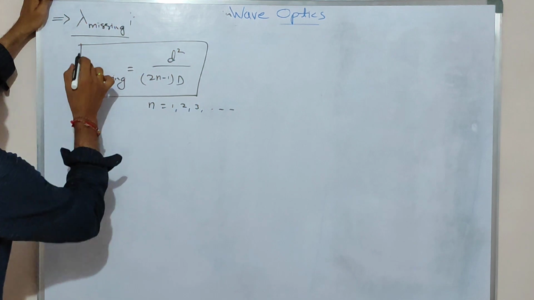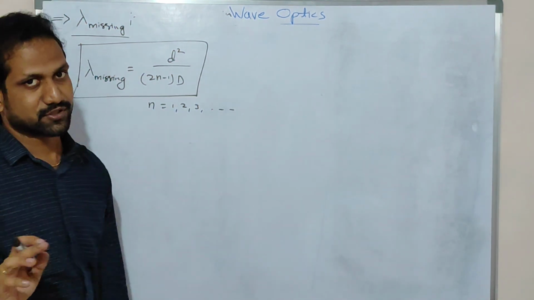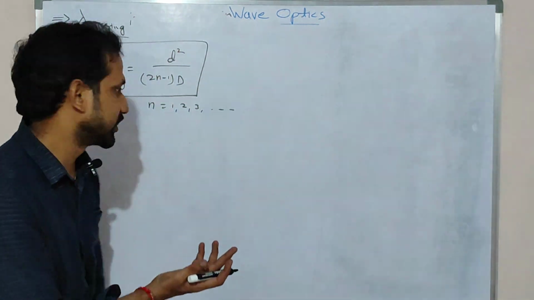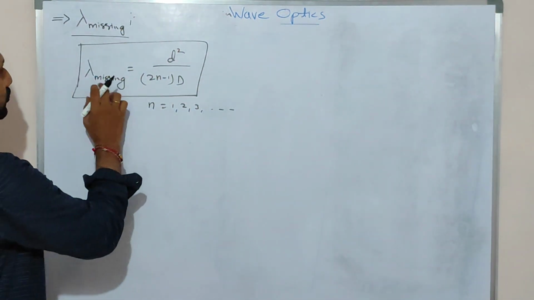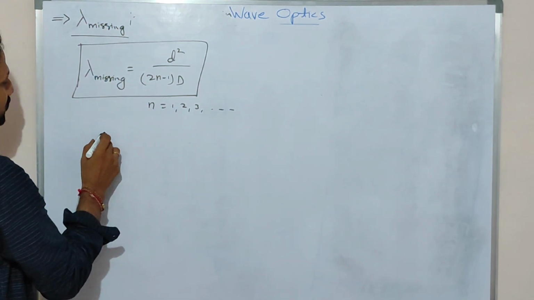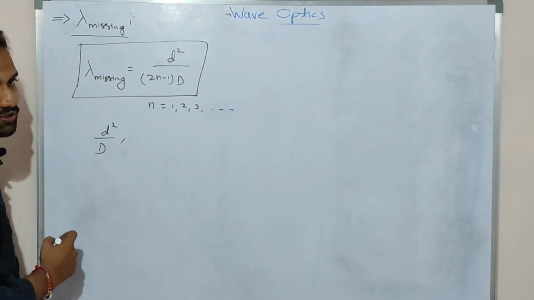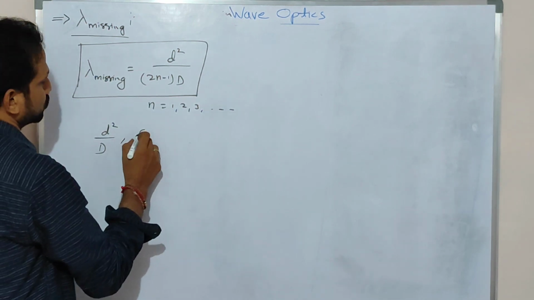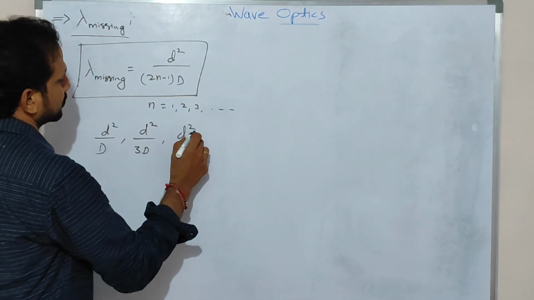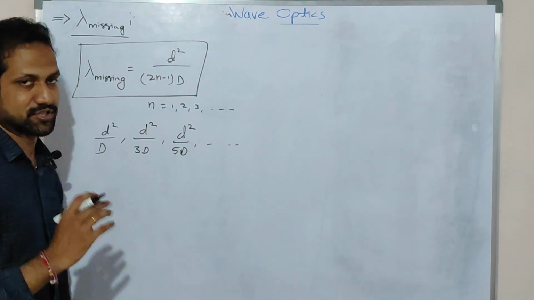Proof is not required here, of course, because we have to equate the path difference equal to (2n minus 1) into lambda by 2 again, and follow the same way. You will get this equation, but I can tell you the meaning of this. If you take n equals 1, the missing wavelength is d square by capital D; n equals 2, d square by 3D; next d square by 5D and so on. These wavelengths are missed.